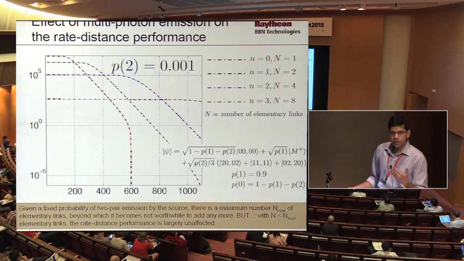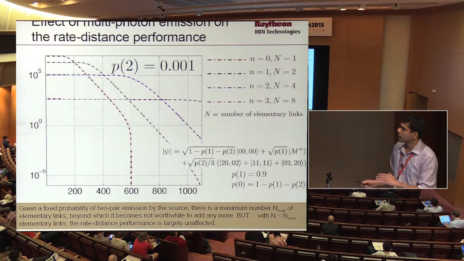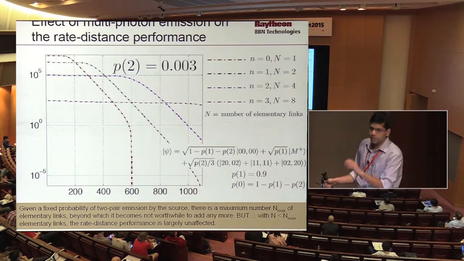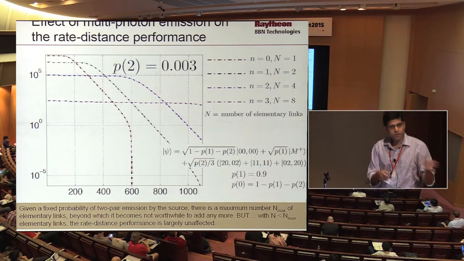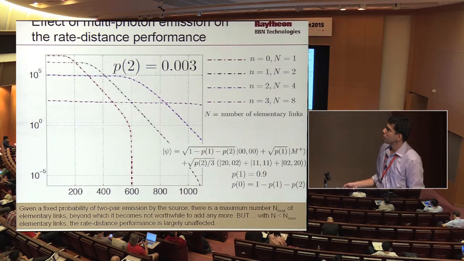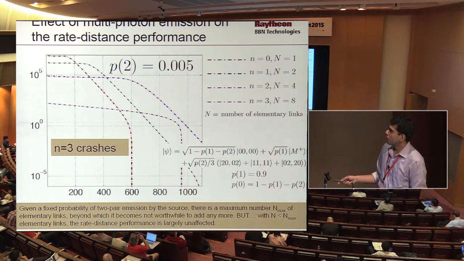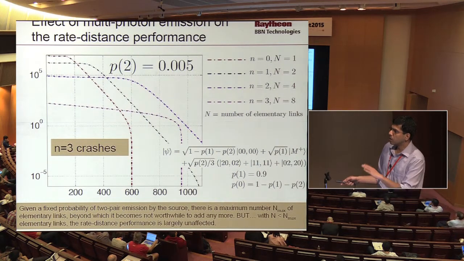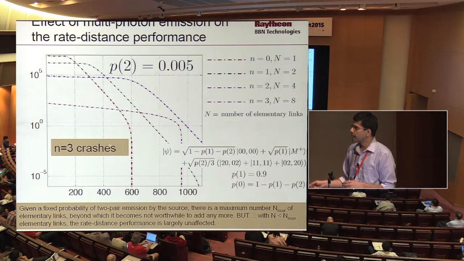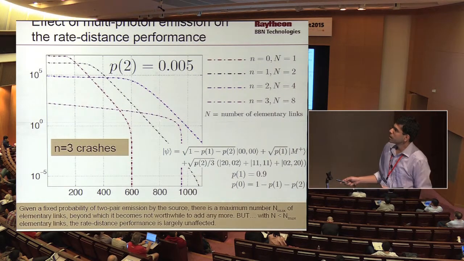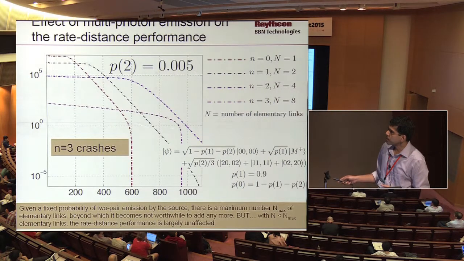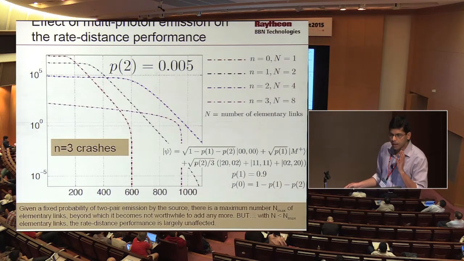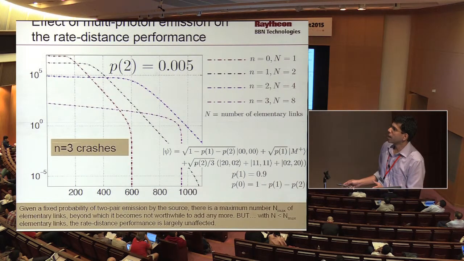As P2 increases, we found, somewhat surprisingly, that it's really detrimental. In fact, even if P2 is really, really small, and this is nowhere near the SPDC case where P2 is the square of P1, it turns out that, where little n is log of capital N, n equal to 3 is 8 elementary links, that's 7 repeaters. The 7-repeater curve crashes, in the sense that it's completely inside these other ones. In other words, at no distance is there any point in going to 8 repeaters, because you never get any improvement.